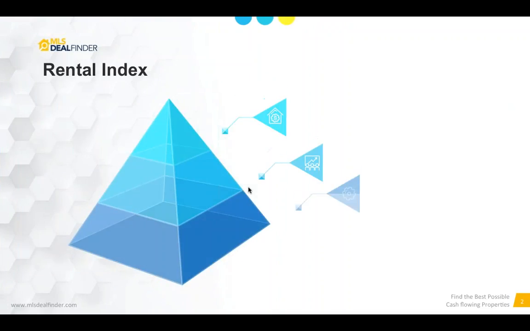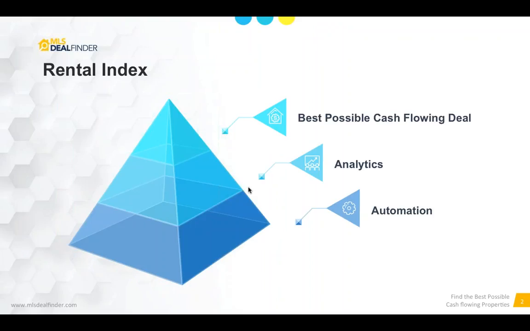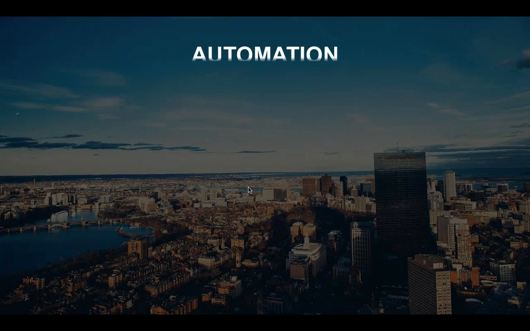So what is the rental index? Okay, so we're going to focus on a couple of things. We start from the basis of automation, and we're going to go into that a little bit. We're using the technology of MLS Deal Finder that automates a lot of the deal analysis process. And through all these analytics, we can then use the rental index to find properties that can yield the best possible cash flow for you, which is what you care about when you are owning properties. So what does that mean?